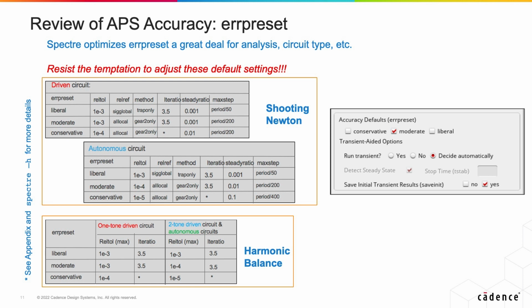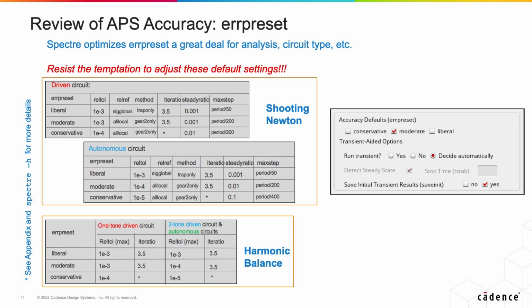For the error preset of liberal, moderate, and conservative, you choose it from the form, but what does it actually mean? It is the set of default parameters that the simulator uses to converge to a steady state operating point. So what is it for liberal? Reltol is 1e minus 3. For conservative, 1e minus 4.